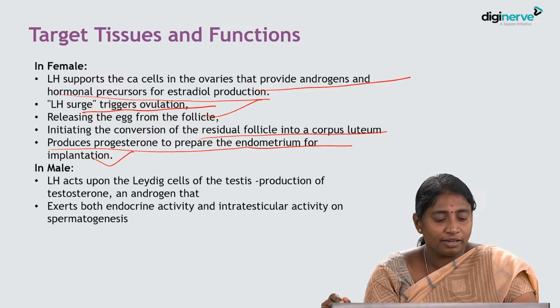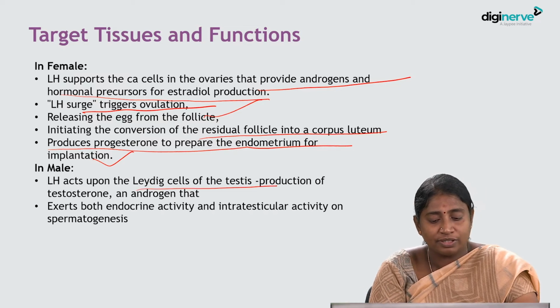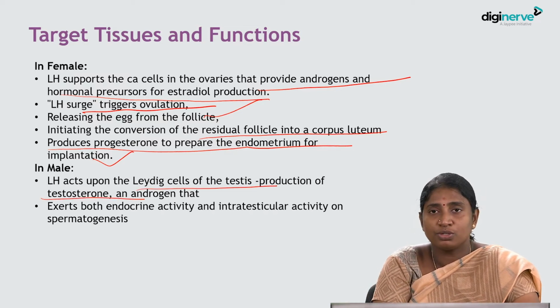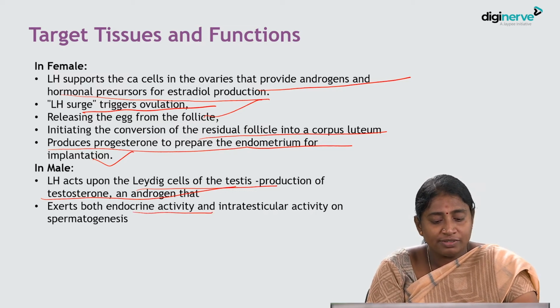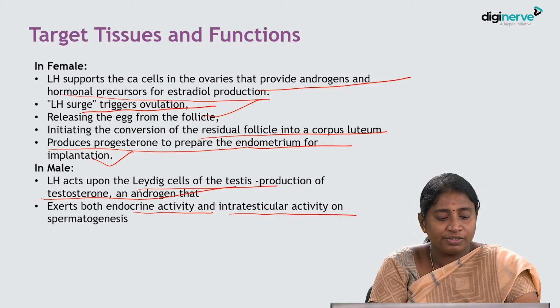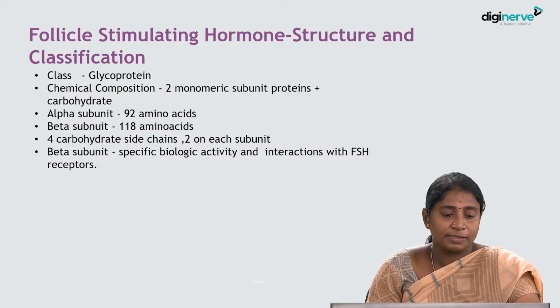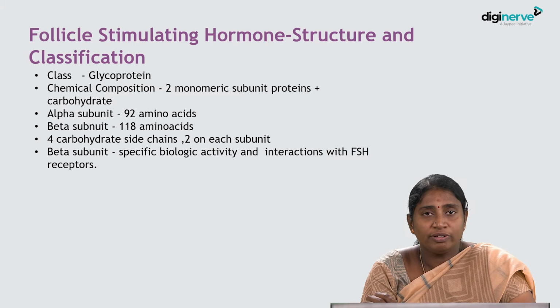What's its role in males? LH acts upon the Leydig cells of the testis and stimulates production of testosterone and androgen. It exerts both endocrine activity and intratesticular activity on spermatogenesis. Next, we will move on to the follicle stimulating hormone.